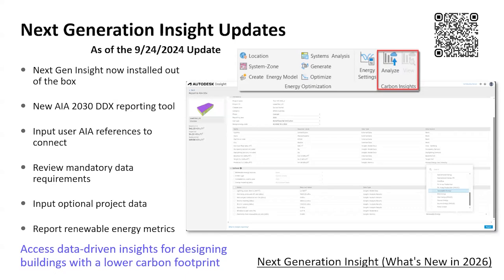With the next generation, we now have Carbon Insight, which helps you analyze carbon impacts and trade-offs between building systems associated with a model. Insight also now offers a design data exchange reporting tool. So this provides an automated connection between Autodesk Insight 360 and the American Institute of Architects 2030 commitment program.